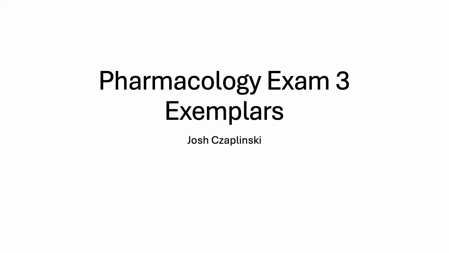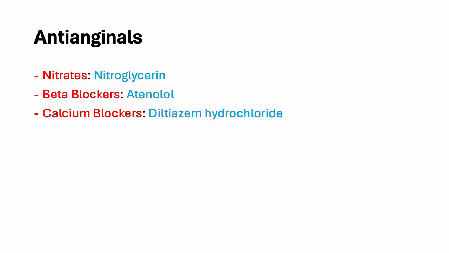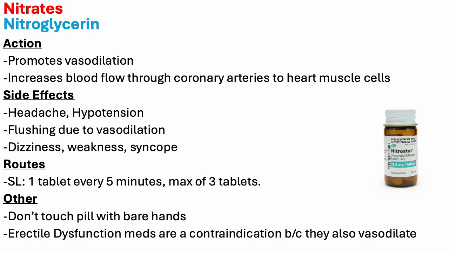Okay, this is going to go over the exam 3 exemplars for pharmacology. The first drugs we're going to go over are the antianginals. The first drug that we have is nitrates, and the drug is nitroglycerin.